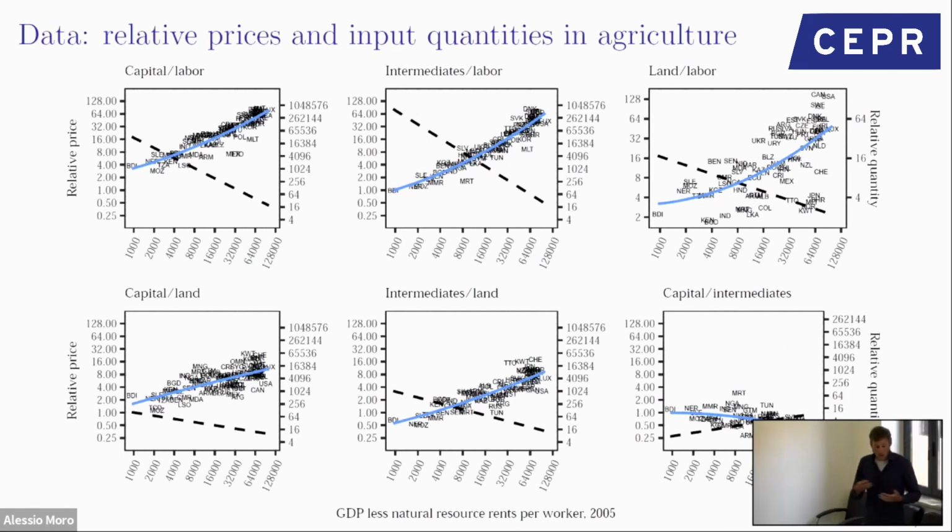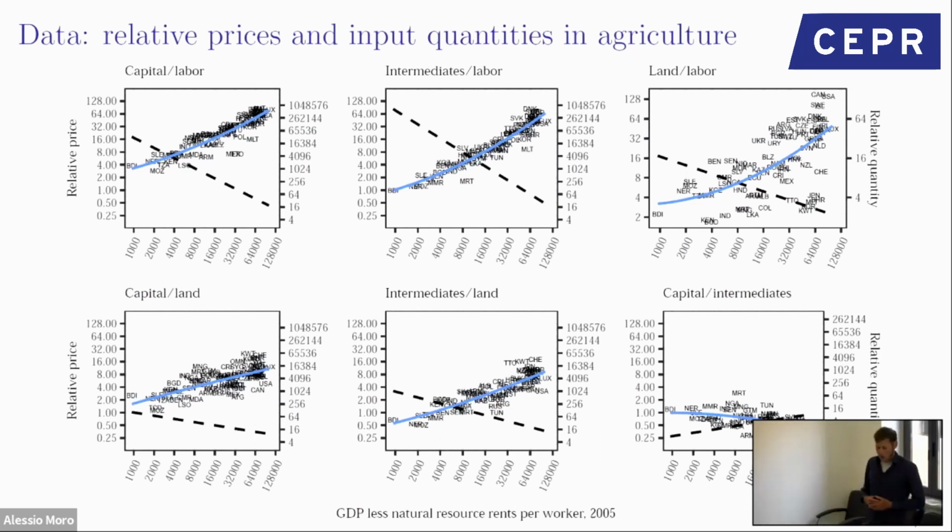And the other thing is really the neoclassical predictions are borne out. Whenever the relative price slopes down, the relative quantity slopes up. And also what you see is that in the cases where the prices slope less steeply, the quantities also slope less steeply.